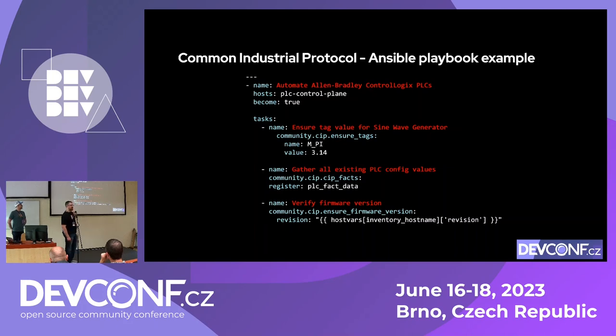We want to gather fact data. We want to inspect the current state of the running system so that we can then validate it later if we would like. And then also we're going to verify our firmware version. Tag value for the sine wave, that was what that one was. So that is a sine wave generator, which was part of a demo that we had that would actually start to articulate a sine wave on a human-machine interface.